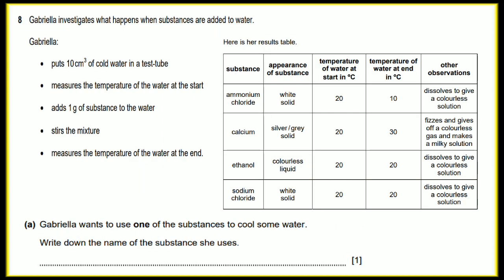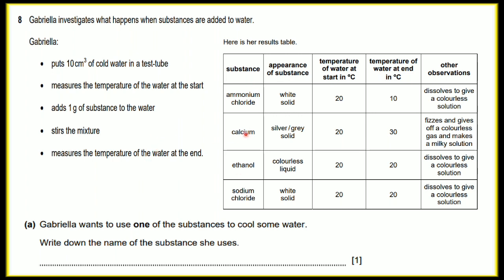Gabriela investigates what happens when substances are added to water. So he wants to find out whether they are soluble or whether a reaction takes place. He put 10 cm cubed of cool water in a test tube. He measured the temperature of the water at the start. He added 1 gram of substance to the water. He stirs, then measures the temperature at the end. So he's trying to find out whether the temperature is going to rise or drop.